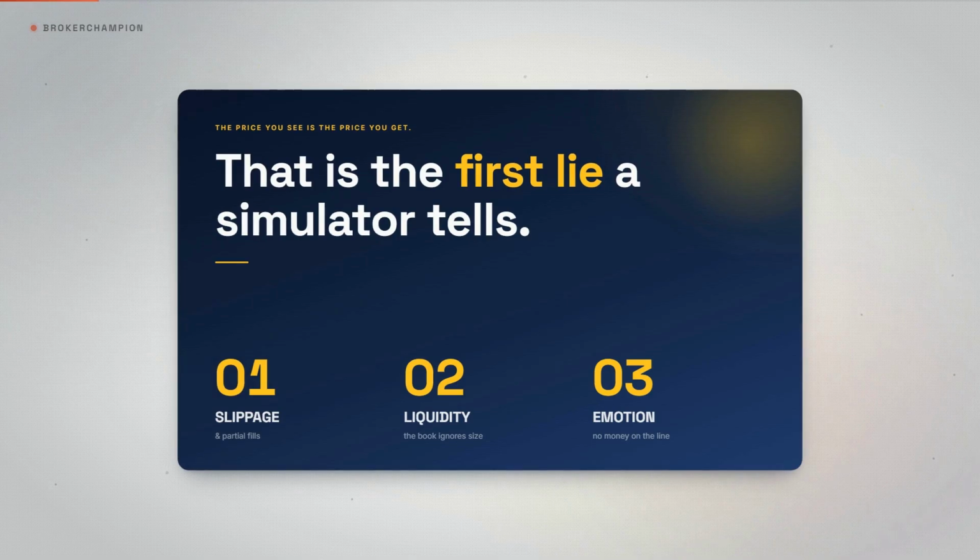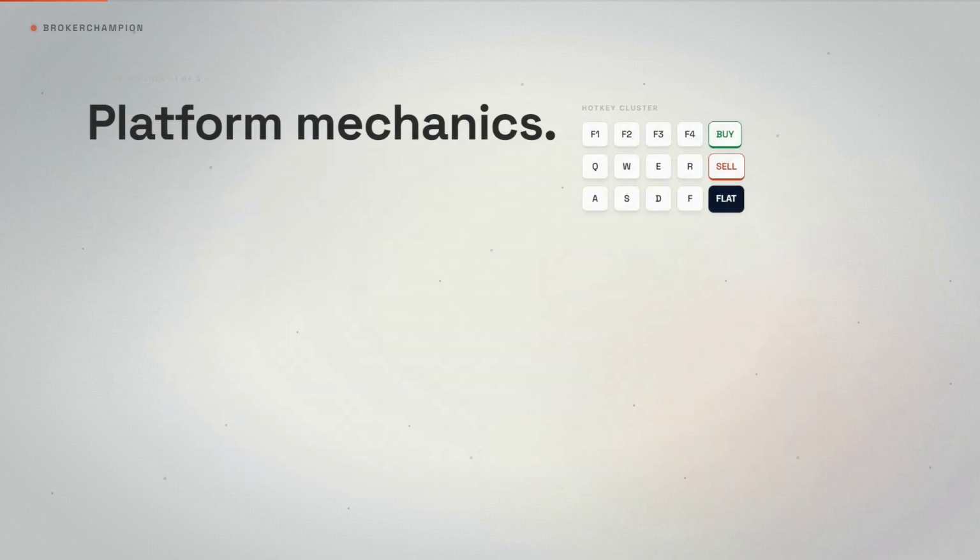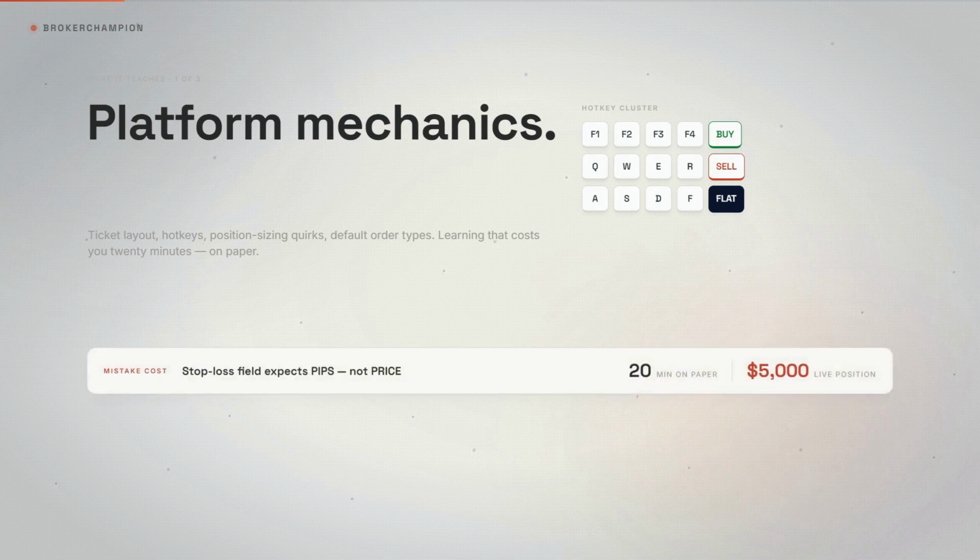But first, what the simulator does teach you well. Three categories, in order of usefulness. Platform mechanics. Every broker has its own ticket layout, hotkeys, position sizing quirks, default order types. Learning that your stop loss field expects pips and not price costs you 20 minutes on paper. The same mistake on a live $5,000 position costs you real money.